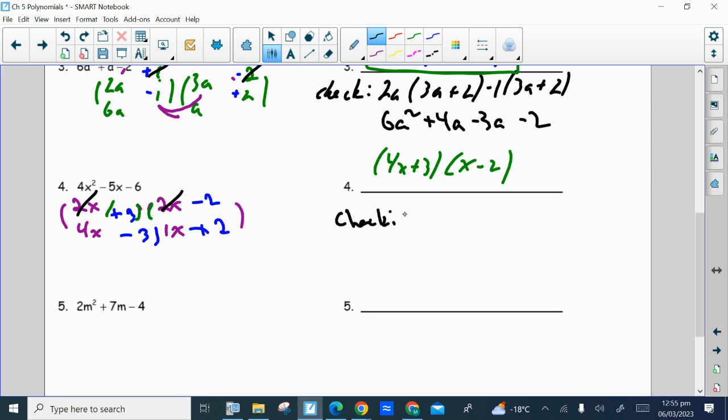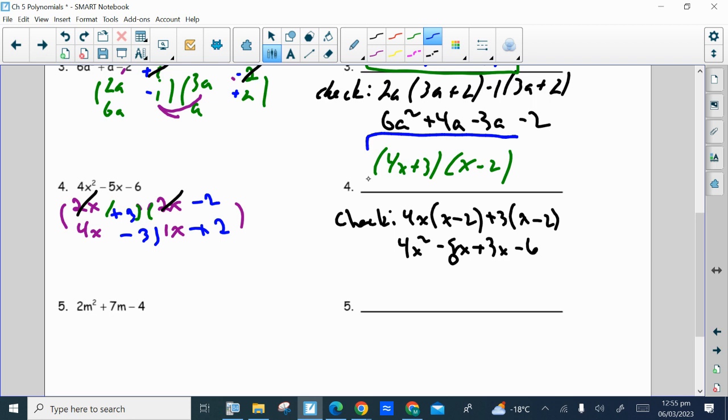We're going to check by multiplying them out. So again, you've got the 4x squared at the start that you need. You've got the negative 6 at the end that you need. Negative 8x plus 3x is our minus 5x. So we have just shown that our factors are correct. They actually work.